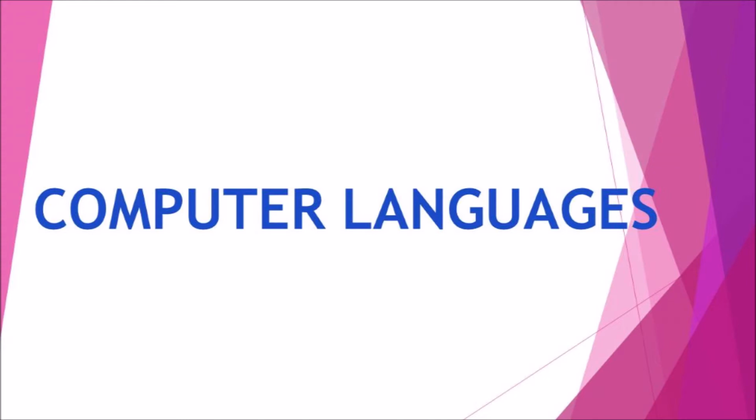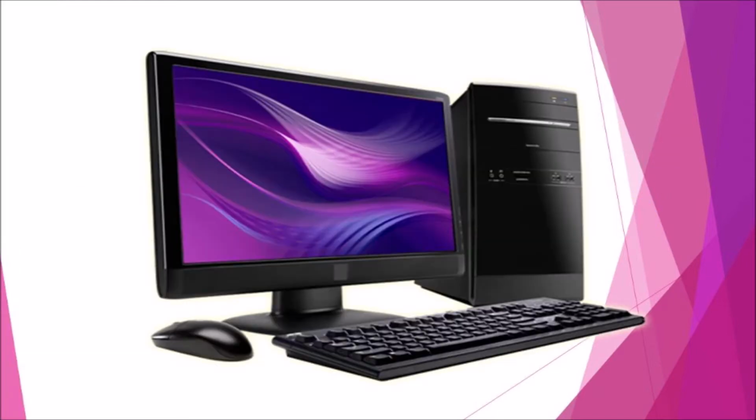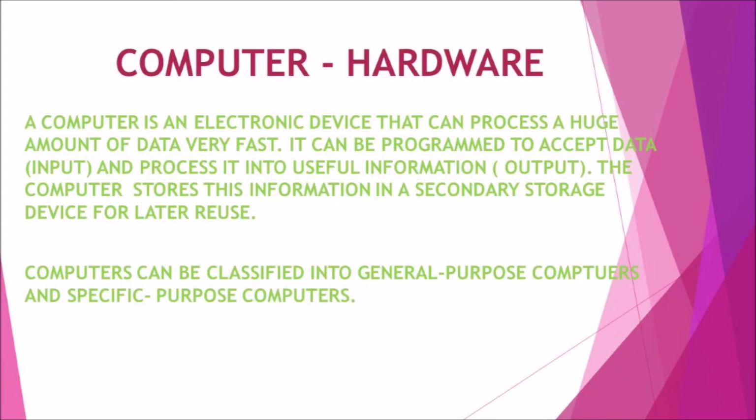So, today we are going to start with chapter 1, Computer Languages. Today, in this video, we are going to learn about the various types of computers, that is, computer hardware, various types of computer software, and the various types of languages that a computer can understand, that is, low level languages like machine language and assembly language, and also the difference between low level language and high level languages. First, we will learn about the hardware.